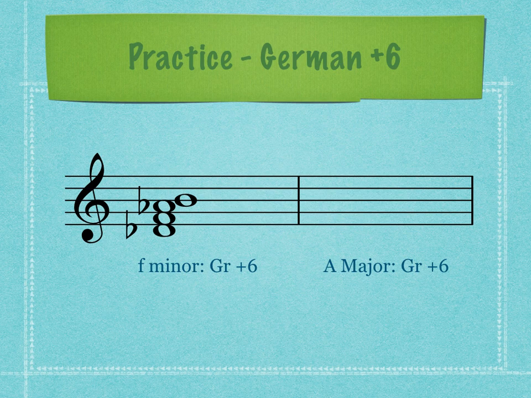Last one. Let's spell the German augmented sixth chord. I've provided the chord in F minor. Now I want you to spell the chord in A major. Remember to make a minor third between the tonic and lowered scale degree 3, in addition to lowered 6 and raised 4.